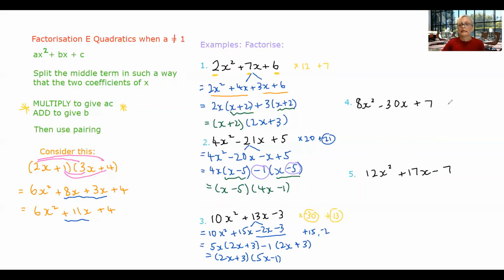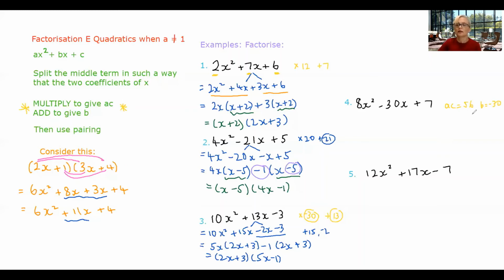So our AC here is 8 times 7, which is 56. So we want two numbers to multiply to give that, and we want them to add to give B, which is negative 30. Ooh, this one's a little bit more tricky, isn't it? Thinking about our factors of 56, well, 7 and 8 come to mind, but they're not going to work.